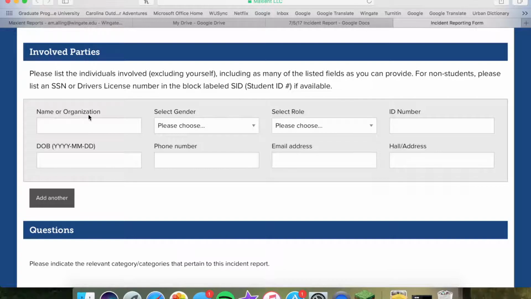When filling out this section, you are given the option to put names, the role of the involved party, as well as other details. Whether they are the alleged, the victim, a witness, or just a student of concern. Try to include as much of this information as possible, so be sure to be talking to everyone during the incident so you can have as much background knowledge as possible. You are also able to add another and include more involved parties.